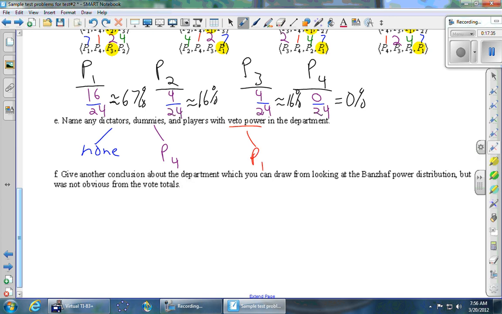Part F, give another conclusion about the department which you can draw from looking at the Banzhaf power distribution, but was not obvious from the vote totals. So again, I'll write down the vote totals here. It was a 7, 4, 2, and 1. So a couple of different observations you could make here. It looks like player number 2 should be stronger than player 3, but somehow player 2 and player 3 have equal power.